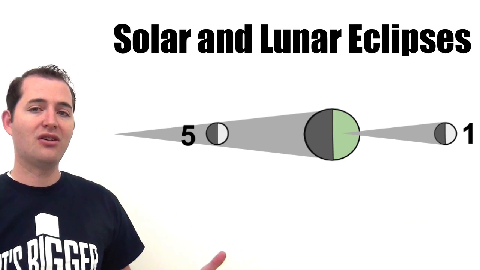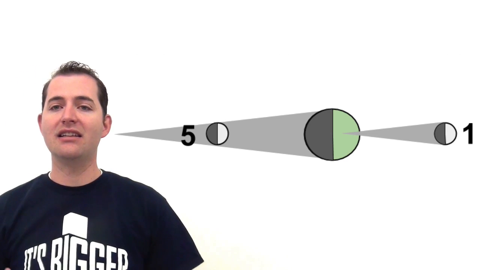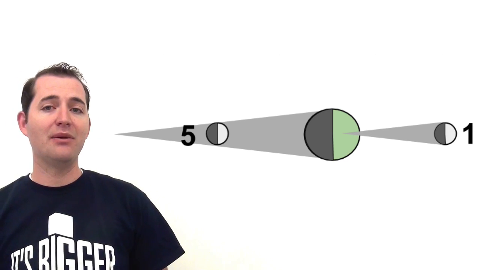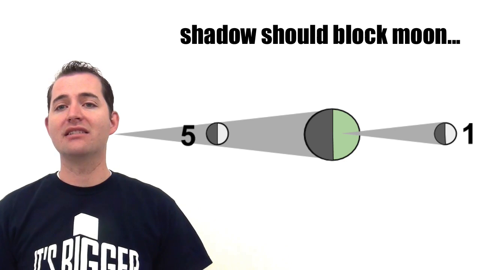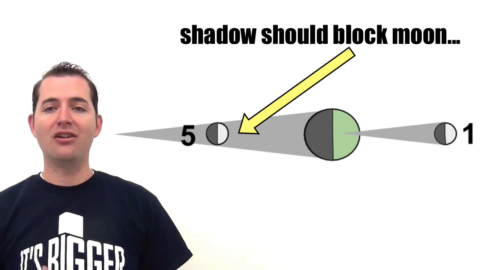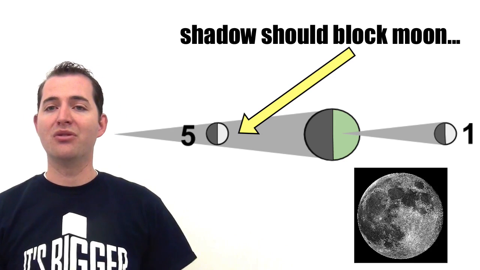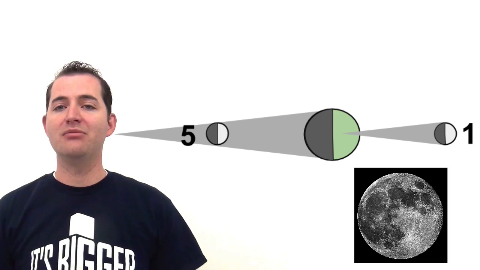For example, if we look at location number 5, we can see that the Earth's shadow, if they were overlapping, should black out the entire moon. But location 5 is actually a full moon. There are no shadows on this moon.